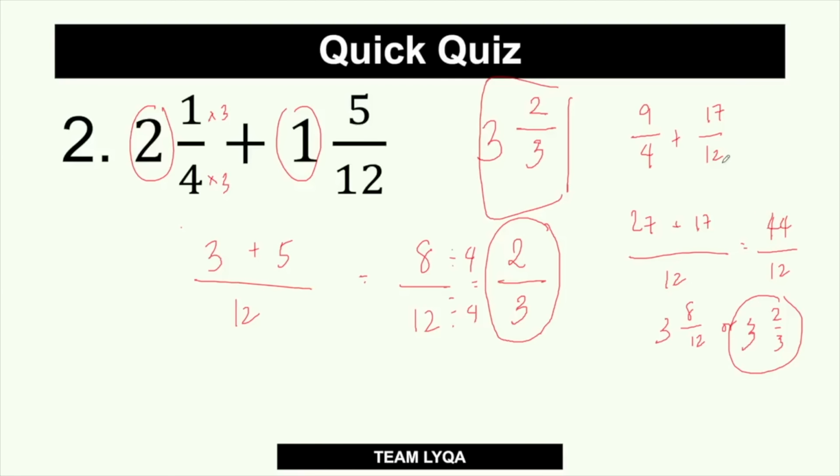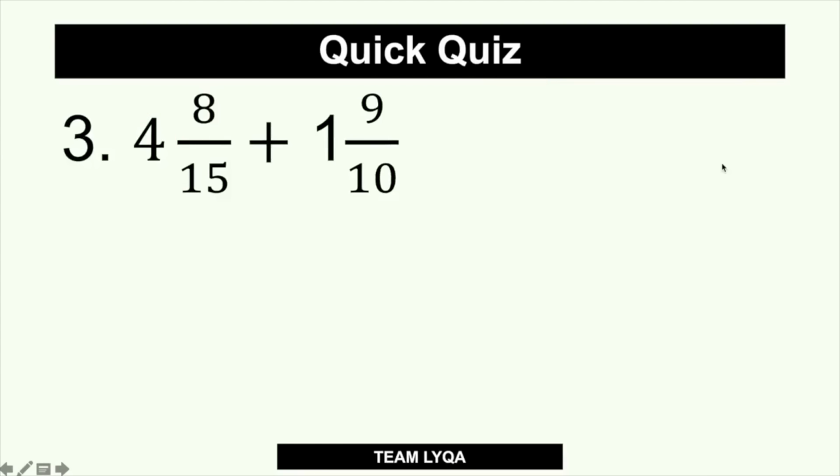Okay? One more, number 3. Okay? This is a little harder kasi mas malalaki yung numbers na ginamit ko. Pero I know you can figure this out. Okay, let's try it out. Again, you can set aside the whole numbers first. So 4 plus 1 is 5. Itatabi ko na yan siya dyan. I'm only going to deal with the fractions ngayon. 8 over 15 tsaka 9 over 10.